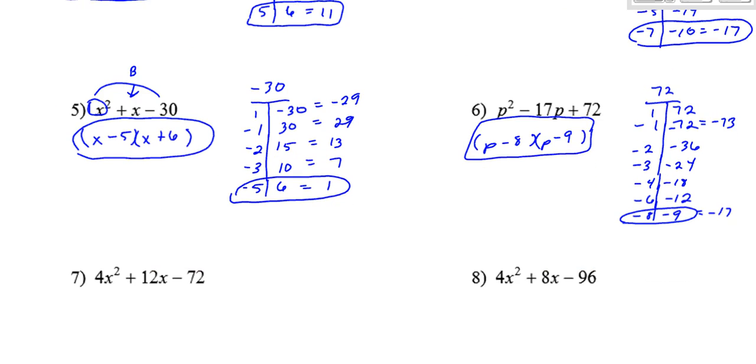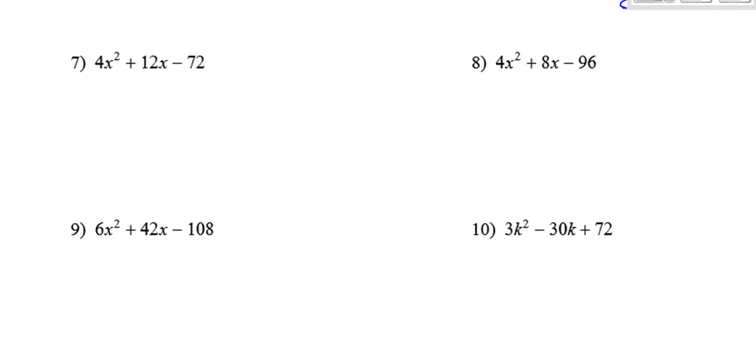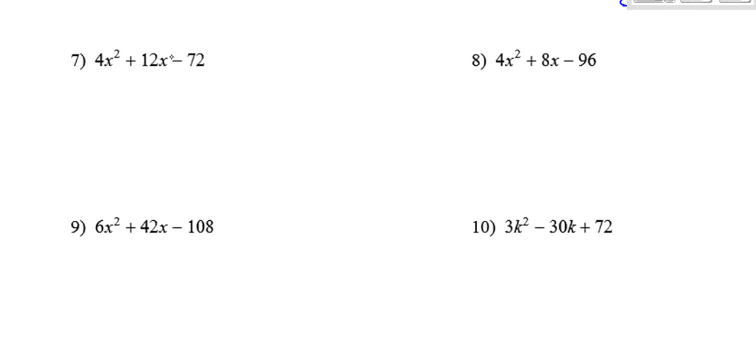Now the next part of this video, it's kind of the same thing, except that now we have a lead coefficient that's greater than 1. And there's different ways of approaching this, but in this case, I'm going to go ahead and divide out that 4 into every term. And the reason I want to divide it out is because I'm trying to get rid of that.